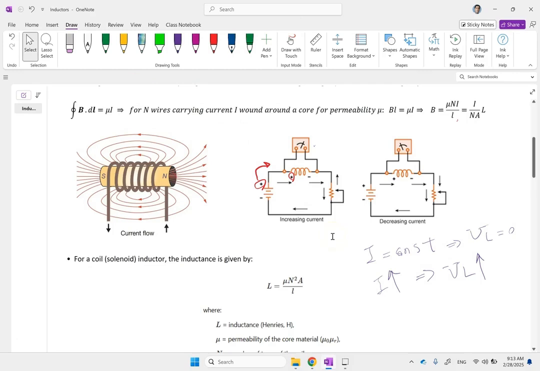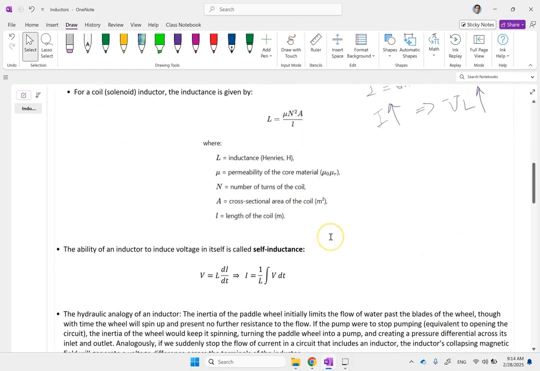So what is it? Let's talk about that. So first, how much is the voltage? The voltage of an inductor is determined by this formula, L di over dt, where di over dt is the rate of change of current, and L here is a constant, which we call the inductance of the inductor, L.